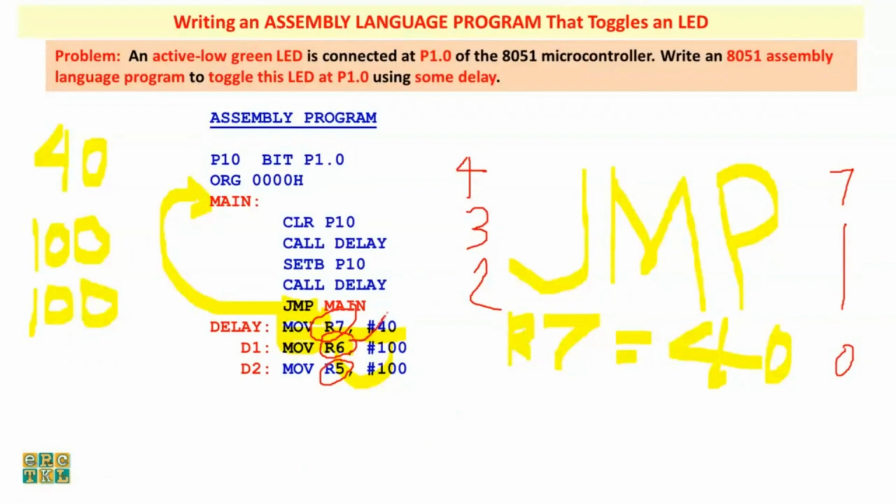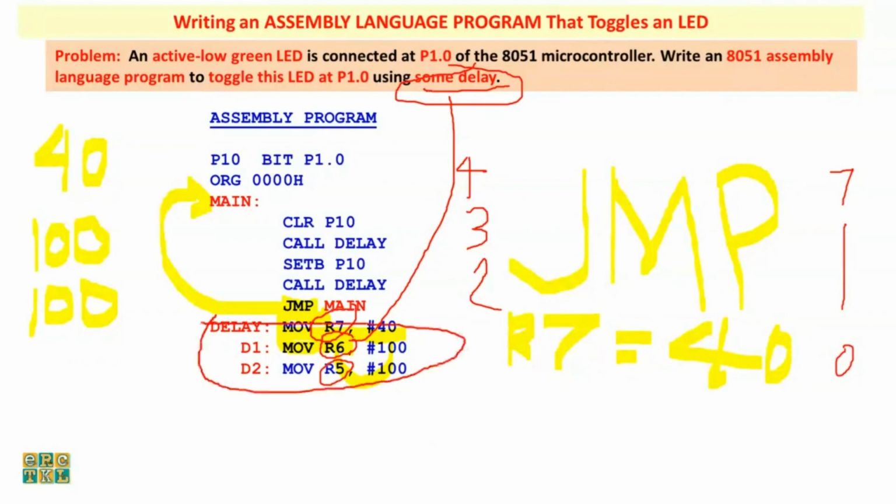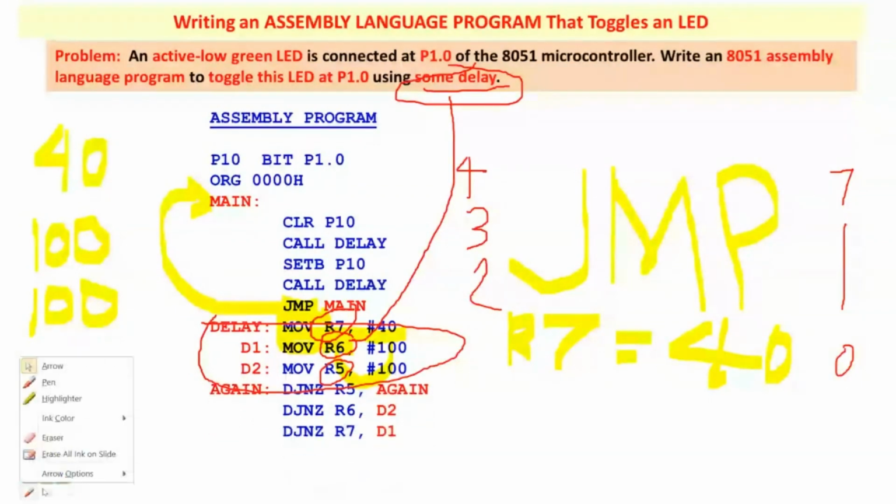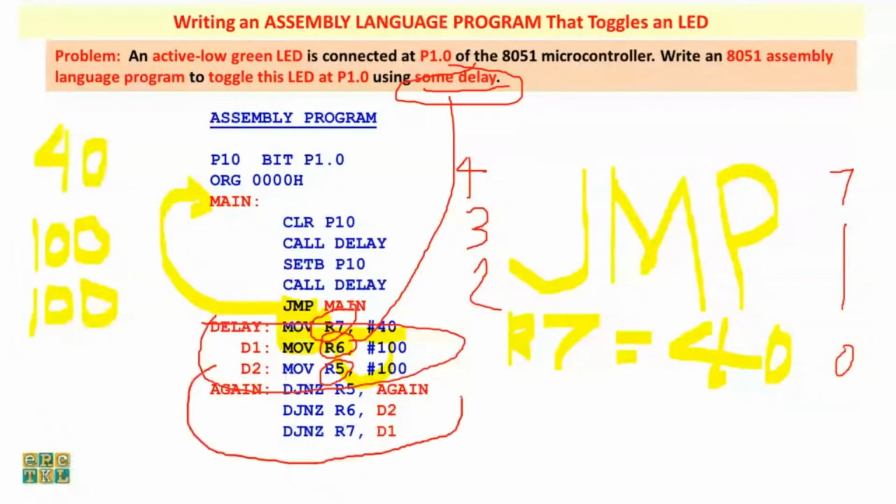In other words, if the question for you is some delay, are you getting my point? Do you understand what I'm saying? If the question for you is some delay, you do this, isn't it? Okay? And then you also need to write this because this is together. You have to write that.